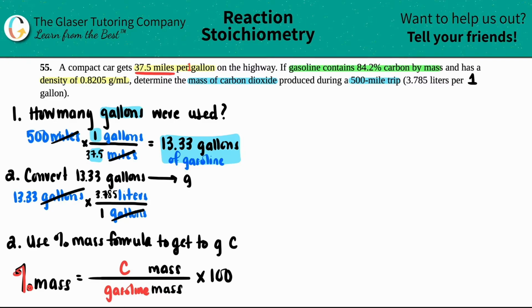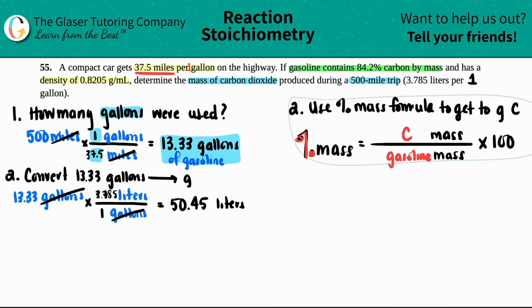Cancel out gallons. And now, find out how many liters there are. 13.33 times 3.785. So I get 50.45. Now I'm in liters. But I still need to get it into mass. So enter the density formula. So actually, where is this going to go? This is now going to go over here.